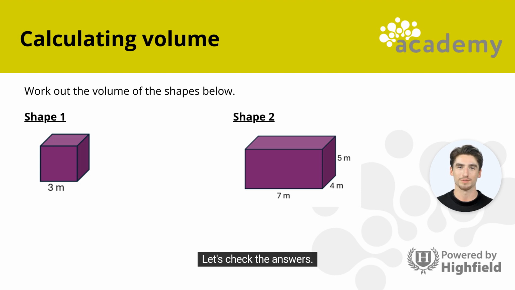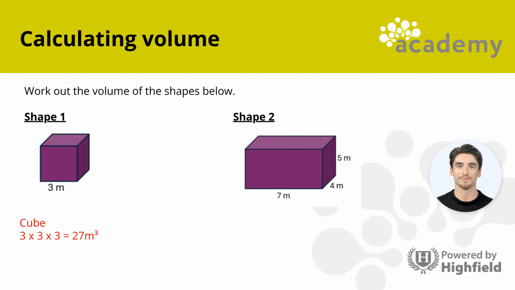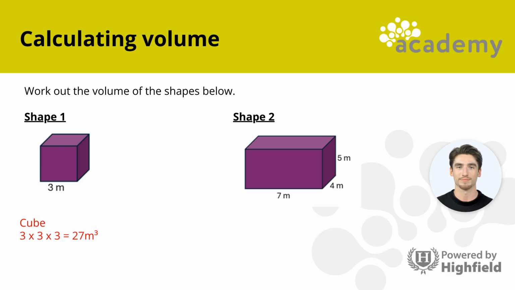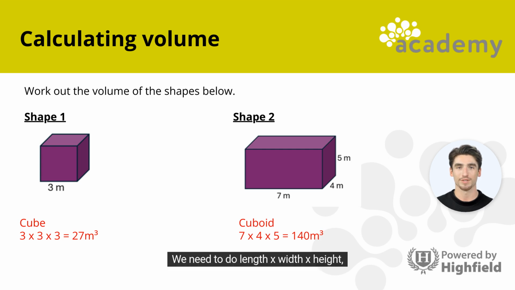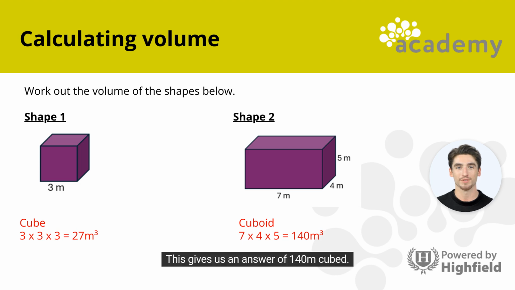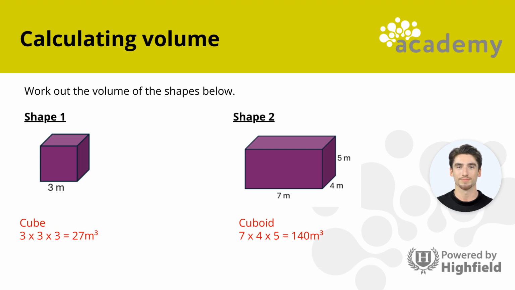Let's check the answers. Shape 1 is a cube. The cube's length is 3 meters. Therefore, we need to do 3 multiplied by 3 multiplied by 3. This gives us an answer of 27 meters cubed. Shape 2 is a cuboid. We need to do length multiplied by width multiplied by height, or 7 multiplied by 4 multiplied by 5. This gives us an answer of 140 meters cubed.